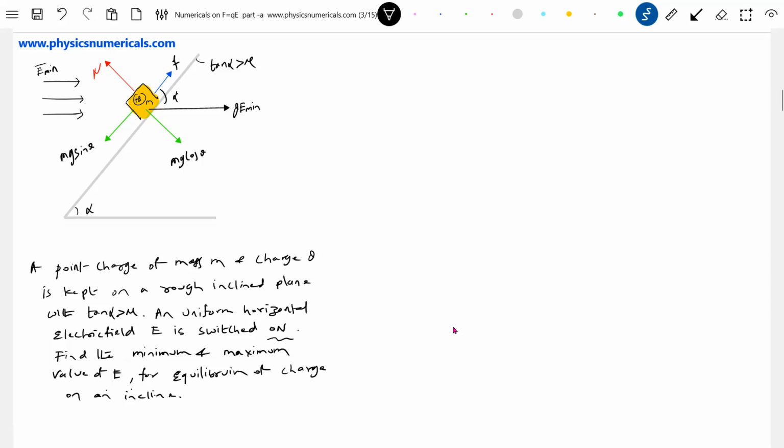For the first case we are discussing, perpendicular to incline, what are the forces? N minus mg cos alpha minus qE minimum sin alpha equal to 0. I have to change the angle of inclination to alpha. Then parallel to incline.